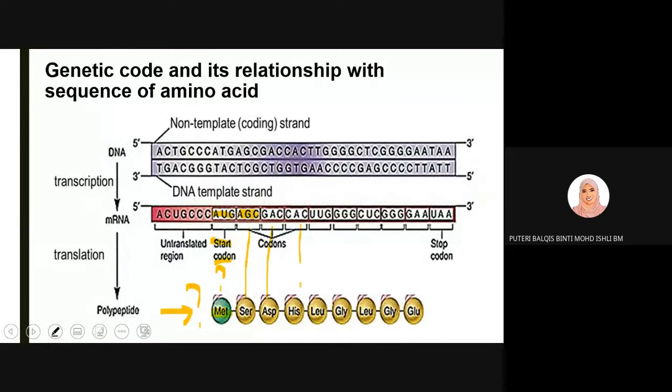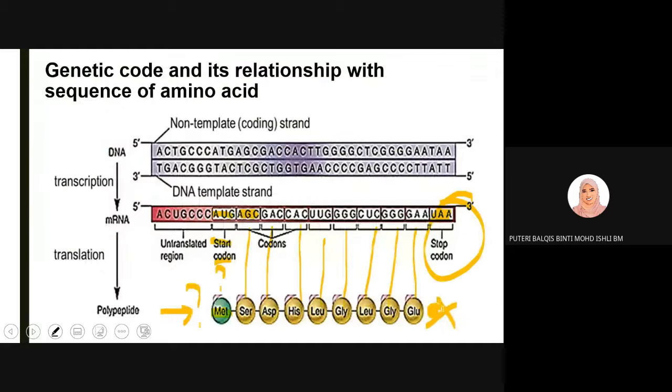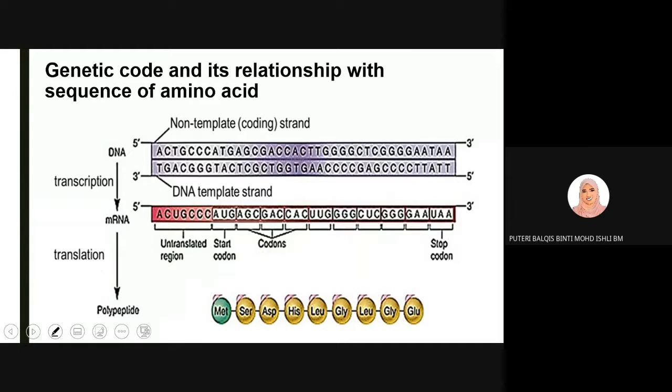So awak akan baca setiap satu ni sampailah you reach stop codon. Once you reach stop codon, there is no amino acid. You can see that we have UAA here. UAA is one of the stop codons. If you refer to the genetic code table, there is no amino acid for stop codon. Sebab itulah kita kosongkan kat sini. So your polypeptide chain will be this one. Ini adalah awak punya polypeptide chain or protein.